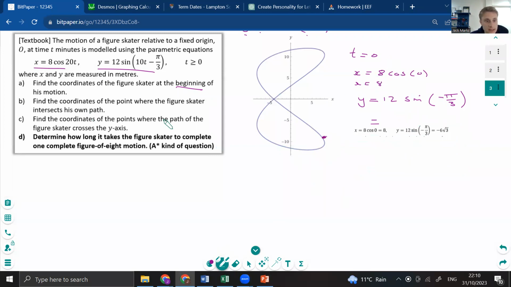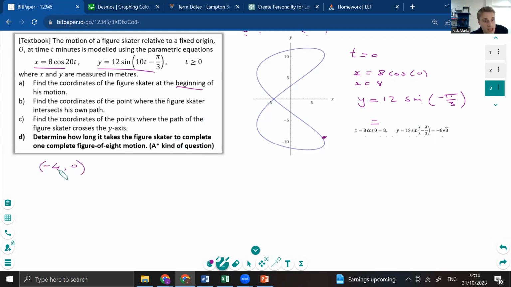If you just write them out with the t bit 0, you're going to get at least the first mark. Find the coordinates of the point where the figure skater intersects his own path. Well, what could they be talking about? It looks as if it's that one there. Now, they do something a little bit unusual on this question. You're supposed to see that that point there is -4. Okay, so we can see that that's -4, 0.